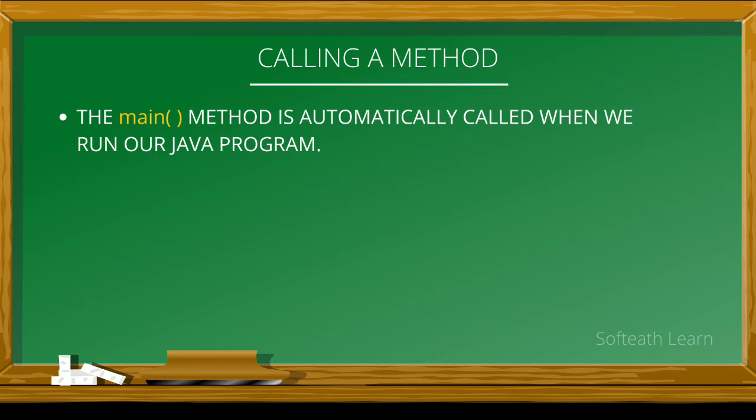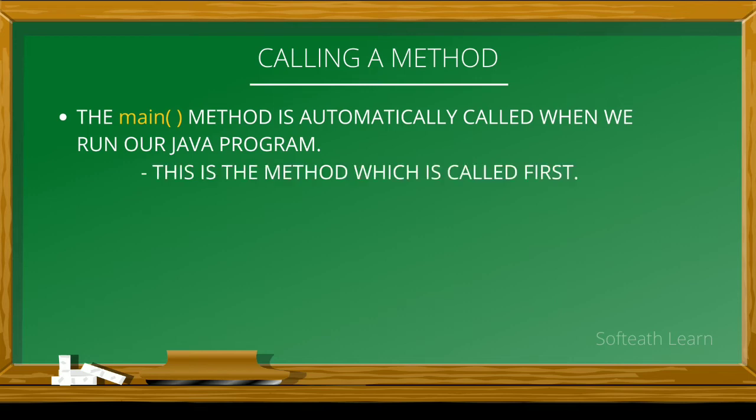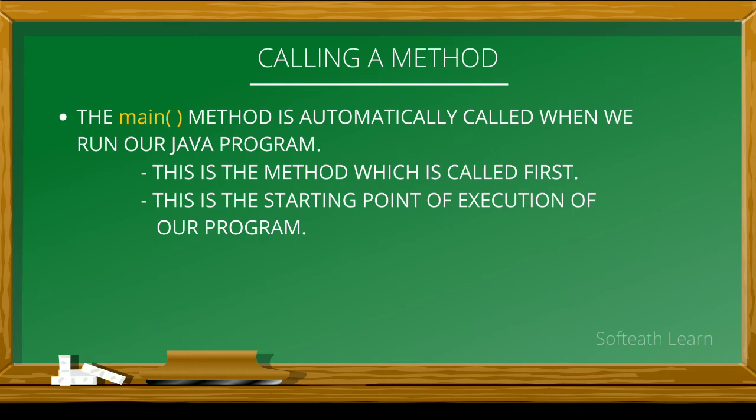So the main method is a very important method that should exist in every Java program. And whenever we run the Java program, this method is called or used automatically. So the main method is the first method that is called, and it is the starting point of execution of our Java program. And we cannot have a Java program without a main method.